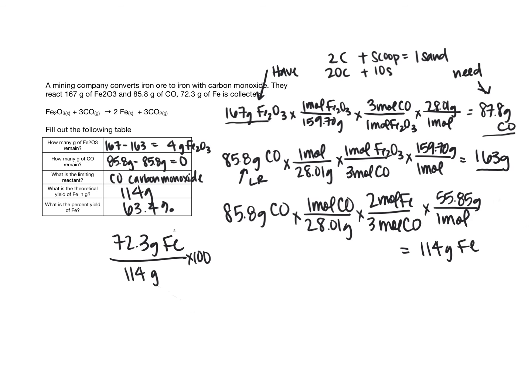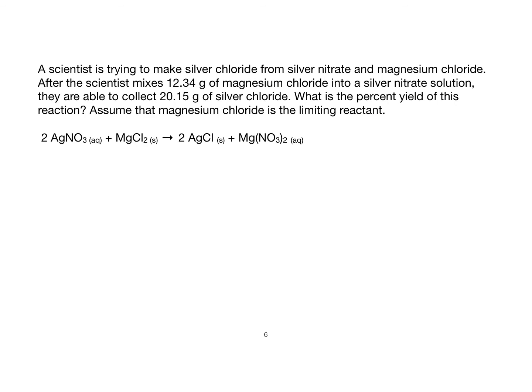So now let's look at another example. In this case, a scientist is trying to make silver chloride from silver nitrate and magnesium chloride. The scientist mixes together 12.34 grams of magnesium chloride into a silver nitrate solution. They are able to collect 20.15 grams of silver chloride. What is the percent yield of this reaction? Assume that the magnesium chloride is the limiting reactant.